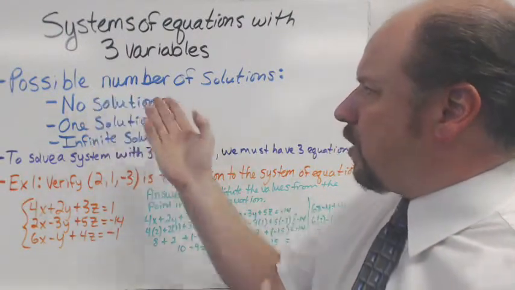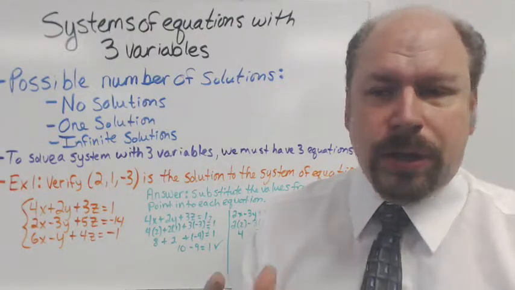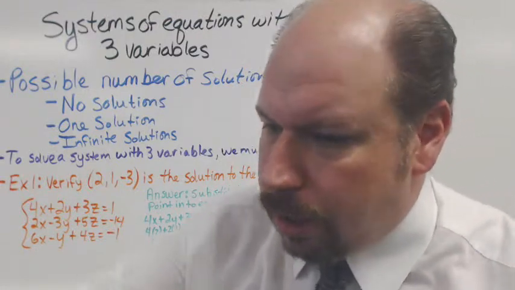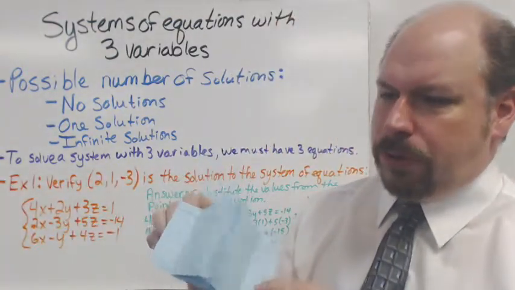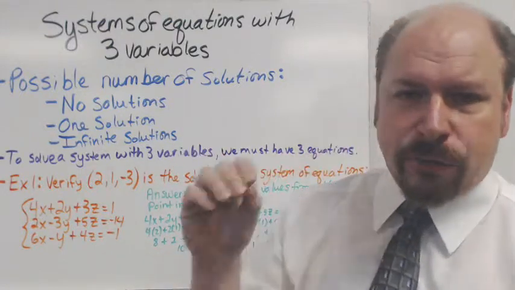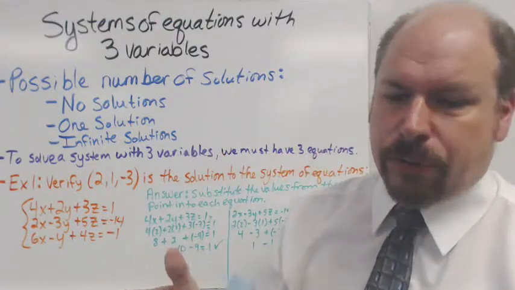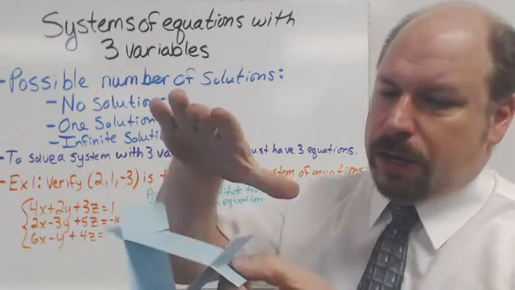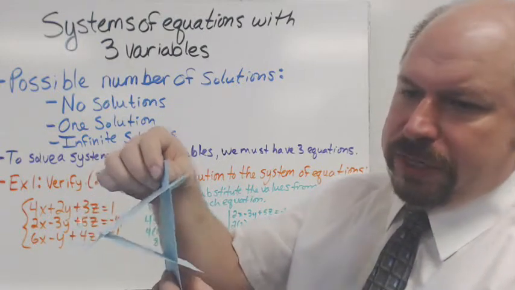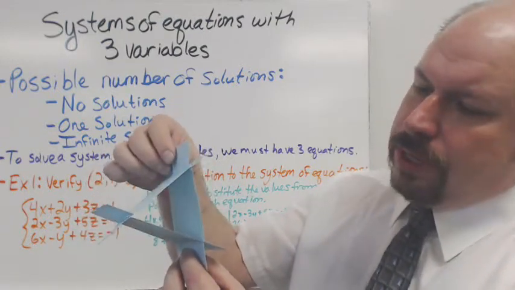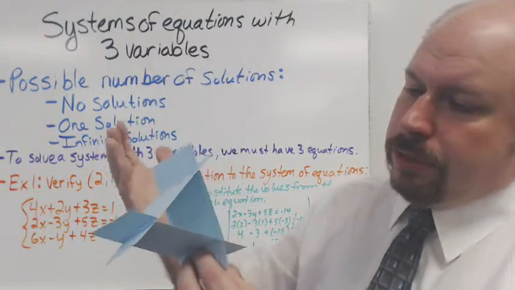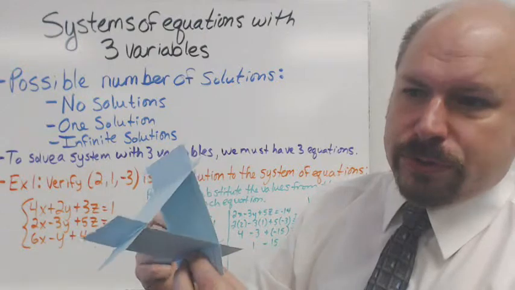First of all, the possible number of solutions. Well, just like before, we could have a system with no solutions. And one example might be something like this. Now, if we have an equation with three variables, that equation represents a plane. So remember, a plane is just a flat surface. So if we have three different planes that happen to be crossing at different places, we aren't going to have any single solution to those.